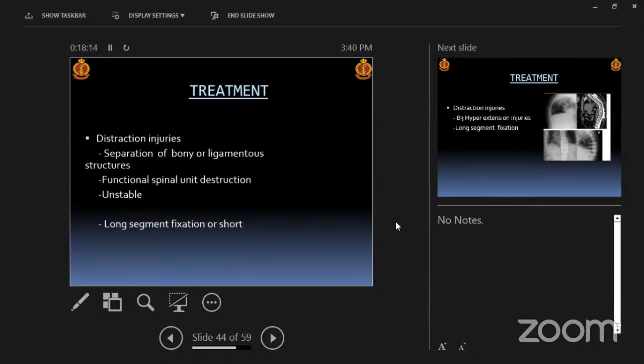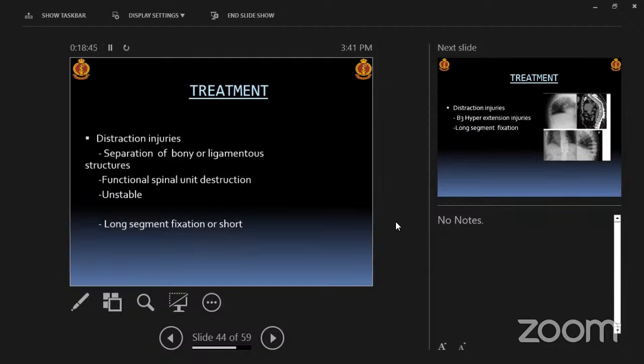The instrumentation usually, we need to add one bar, and then the PLC, the ligament doesn't heal, right? The ligament doesn't heal, so you need to fuse. So you add one bar. If the PLC is intact, you don't need to fuse.